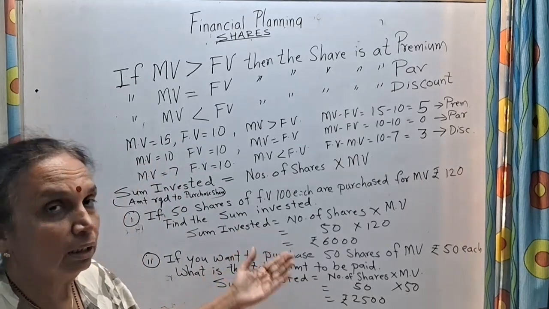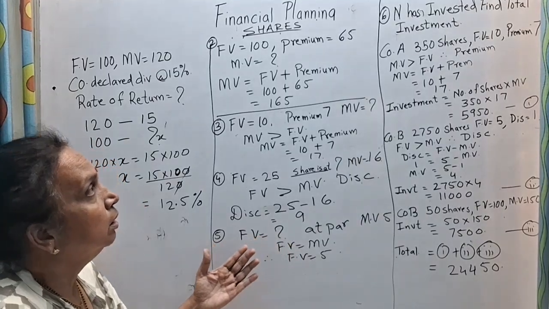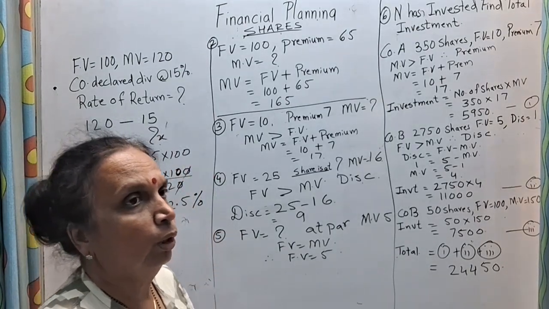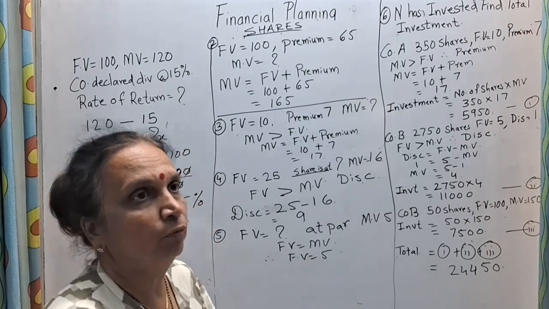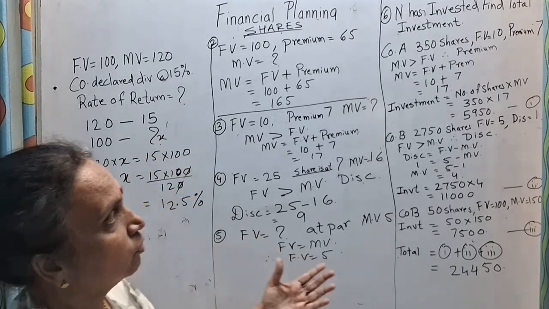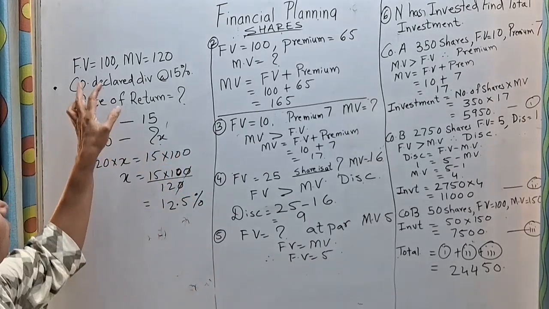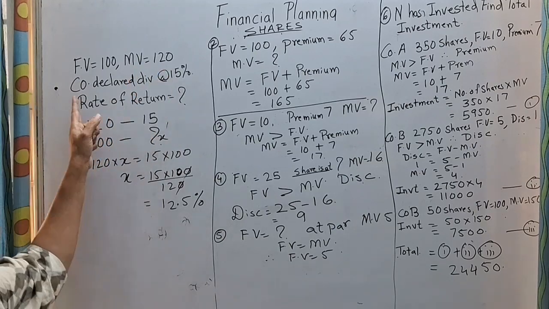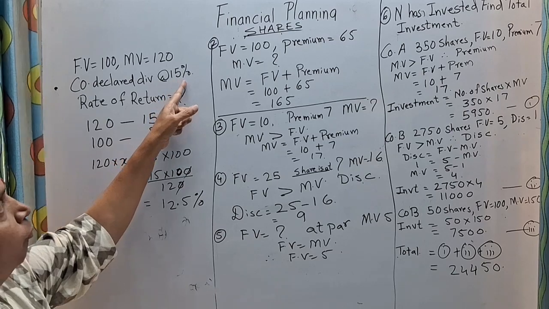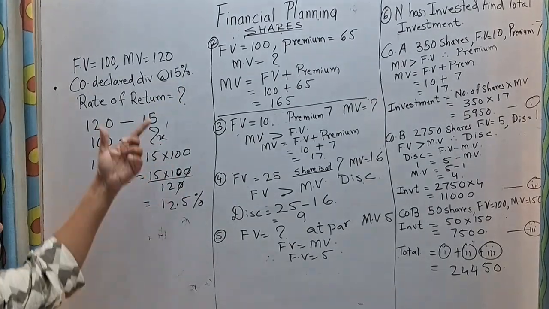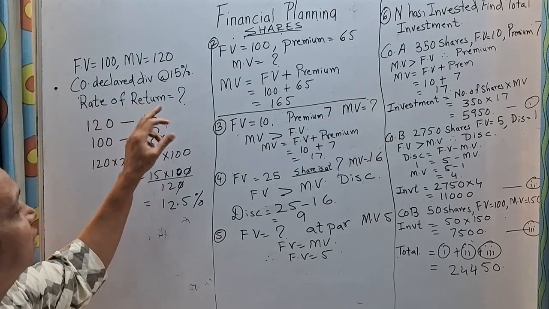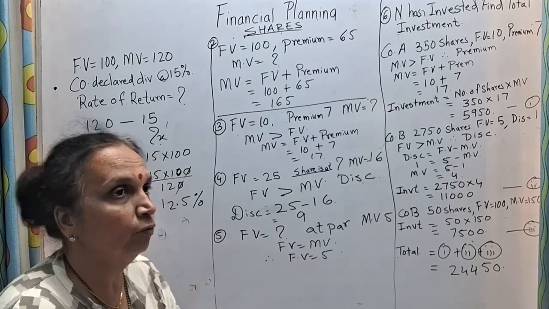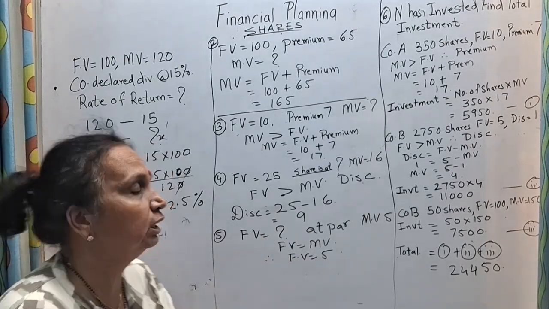Okay, now we will see the next topic. Now we will see, once we have invested some amount in the shares, we are eager to know how much is our returns, how much is our investment. So on that basis there are few sums which we are going to do. Okay. So now here the face value is given 100, market value is given as 120, and the company has declared a dividend of 15% is been mentioned, and they have asked you what is the rate of return, means what will be the rate of return, how much he is getting in the form of investment, whatever return he is getting from his investment.